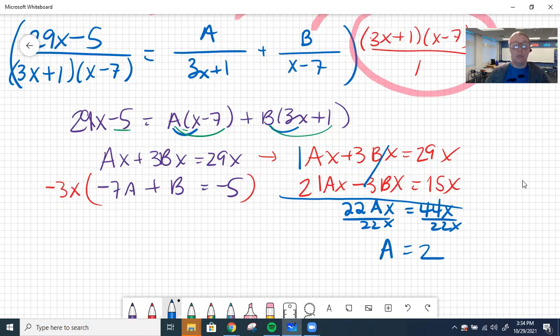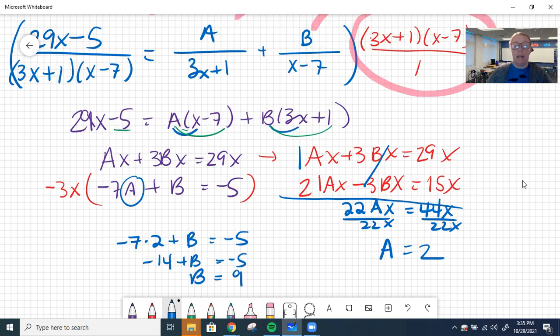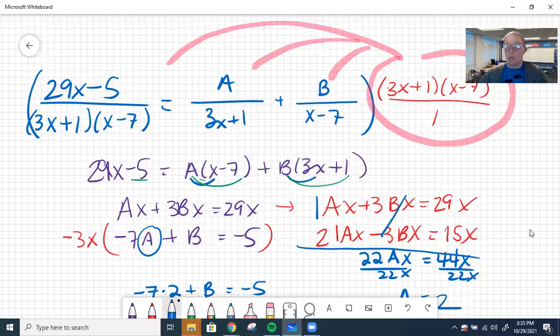A is 2. Now I'm going to go back to either one of these equations to get b. I think I like this one. I'm going to put the 2 in here for a. So I'll have negative 7 times 2 plus b equals negative 5. So negative 14 plus b equals negative 5. So b equals 9.